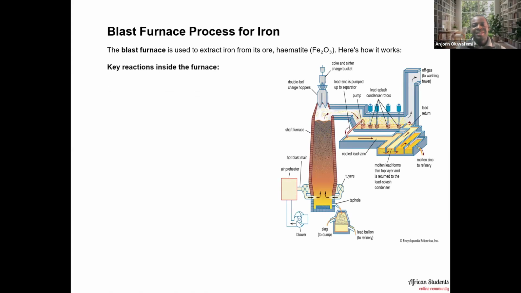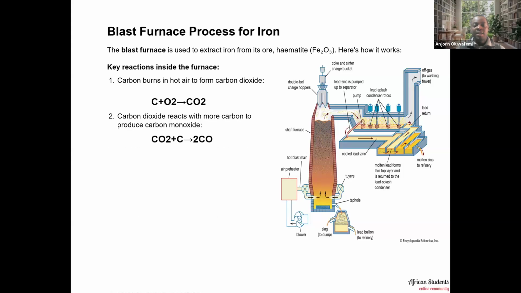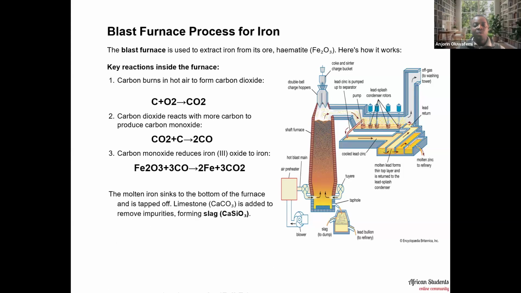There are certain key reactions that take place inside the furnace. The first one is that carbon burns in hot air to form carbon dioxide. Then the carbon dioxide reacts with more carbon to produce carbon monoxide. Then the carbon monoxide reduces iron(III) oxide to iron. The molten iron sinks to the bottom of the furnace and is tapped off.